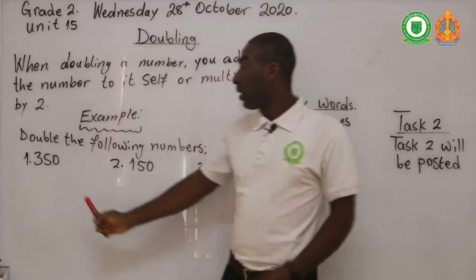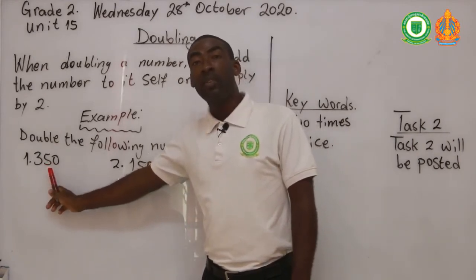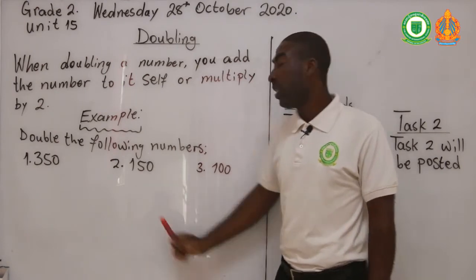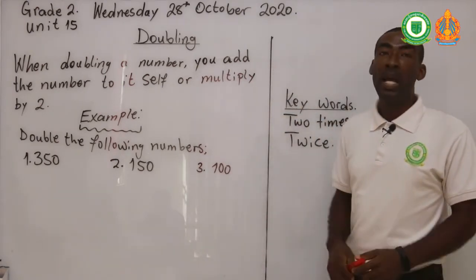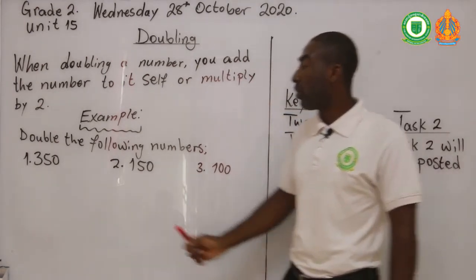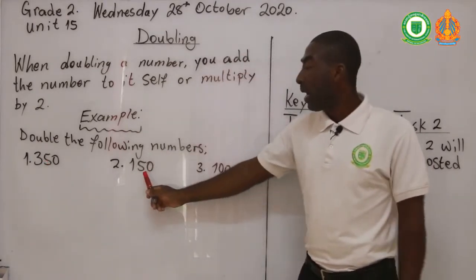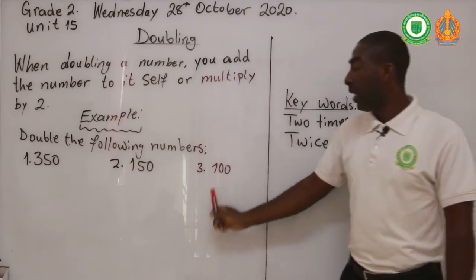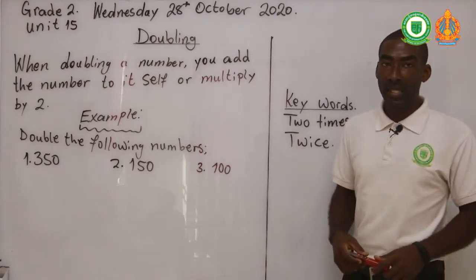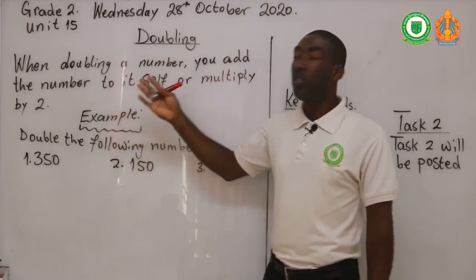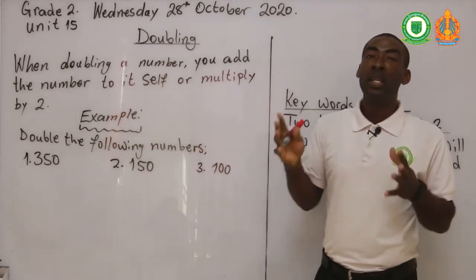So the first number that we have is 350. The second one, we have 150. And then we have 100. Okay, so know how to call your numbers: 350, 150, and 100.